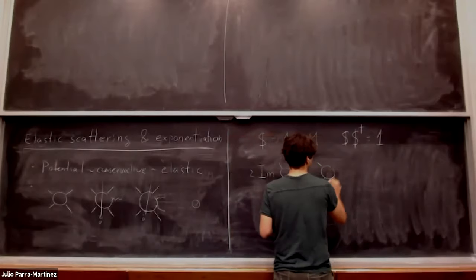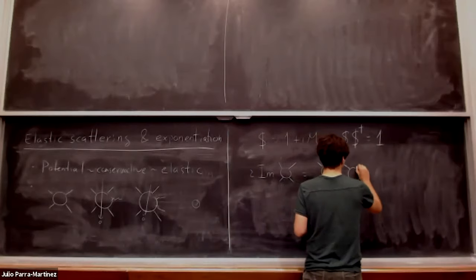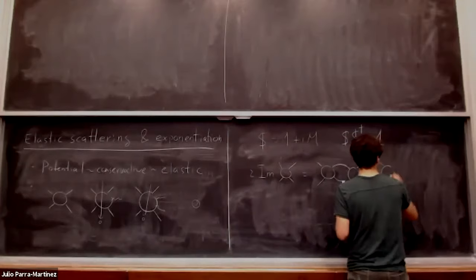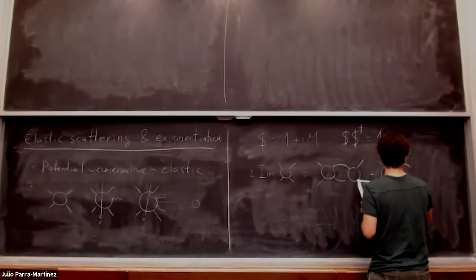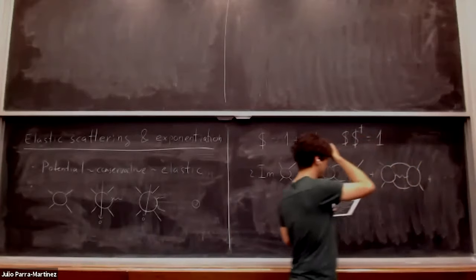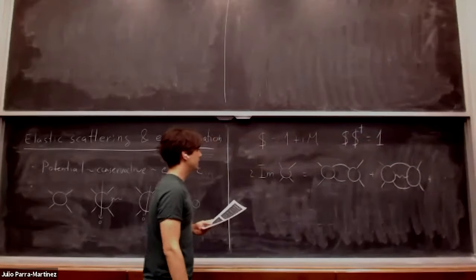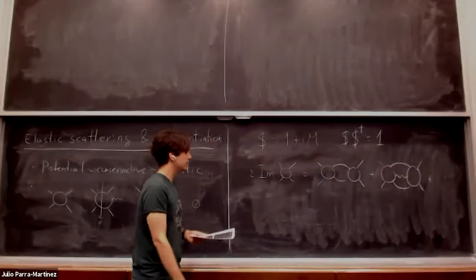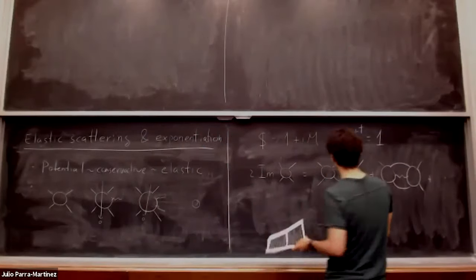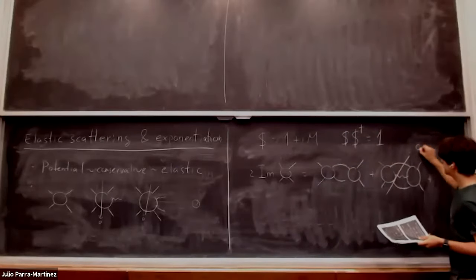Equals the sum over all unitarity cuts. There's the unitarity cut like this, and then there's going to be some intermediate stuff, et cetera, et cetera. But if we focus on elastic scattering or conservative scattering, the entire relation is much simpler because all of these terms are zero.